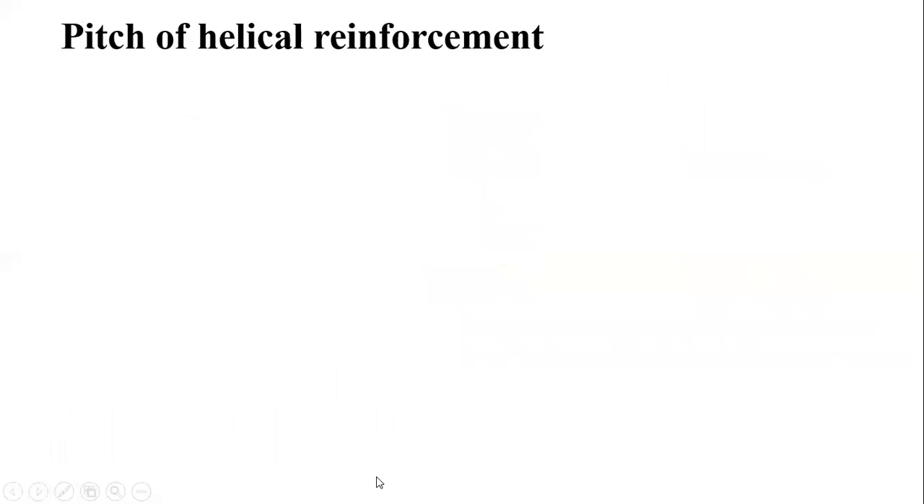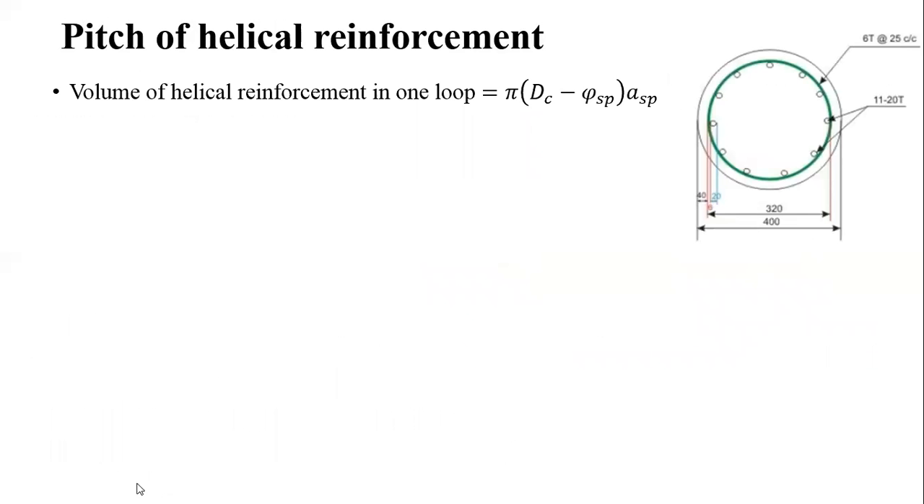Now, what is the pitch of helical reinforcement? Suppose this is my circular column here, and we have this inner circle here, which is nothing but your spiral reinforcement, the green line here. So what is the volume of helical reinforcement in one loop? When you consider this one green circle here, what is the volume of this helical reinforcement?